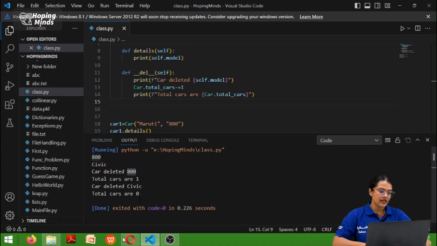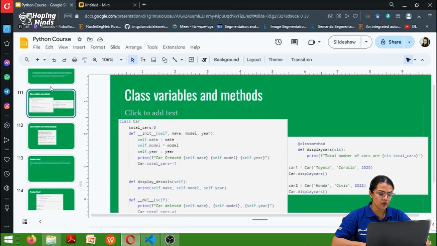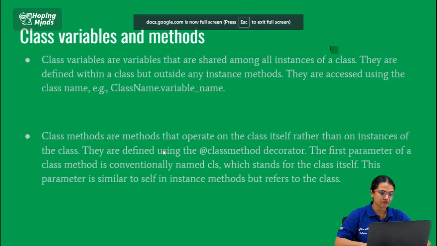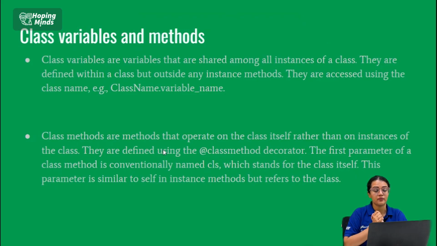Now moving on with the next terminology, which is class methods. Let's see. Right, now let's just read the second bullet point, since we are moving to the next concept of class methods. Class methods are the methods that operate on the class itself rather than on instances of the class. So I think it's pretty much similar to the variables. Again, these methods are associated not with the objects but with the class itself. So these are defined using the @classmethod decorator.